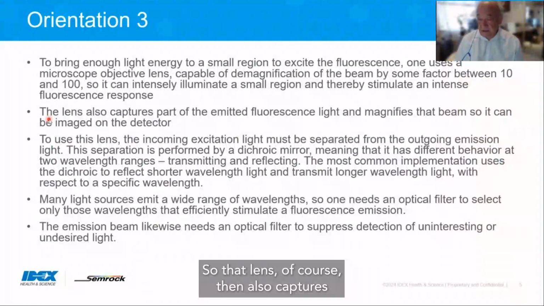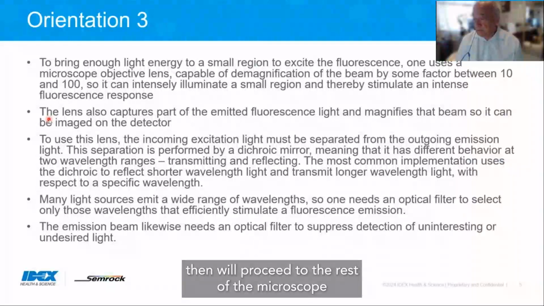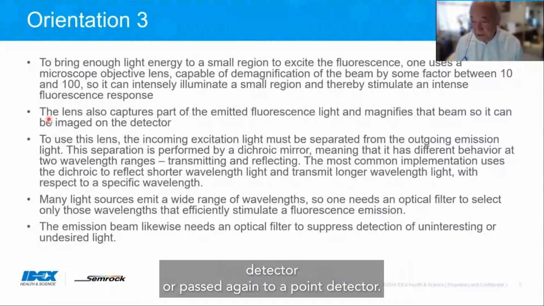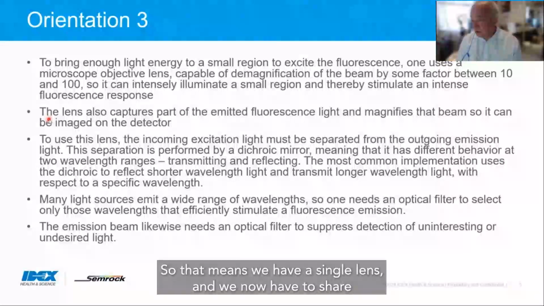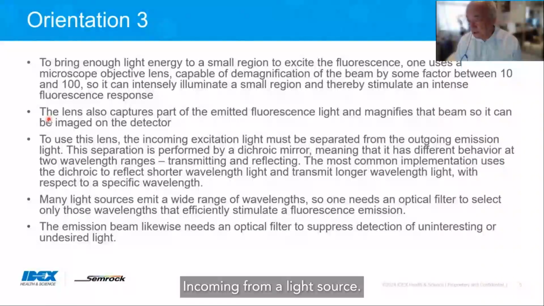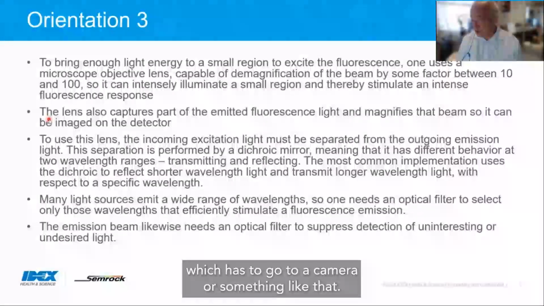So that lens, of course, also captures part of the emitted light. That emitted light will then proceed through the rest of the microscope in a magnified form so that it can be imaged onto, say, a camera detector or passed, again, to a point detector. So that means we have a single lens, and we now have to share it between this incoming excitation light, incoming from a light source, and the emission light, which has to go to a camera or something like that.